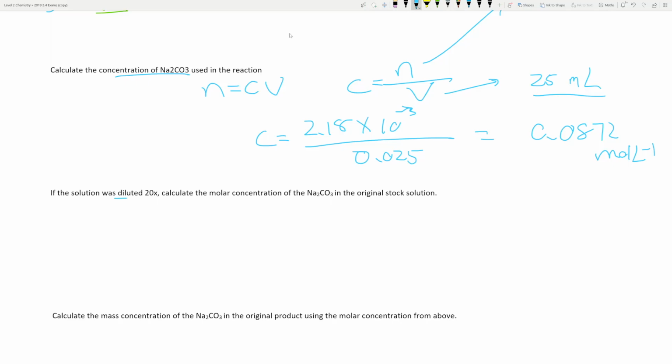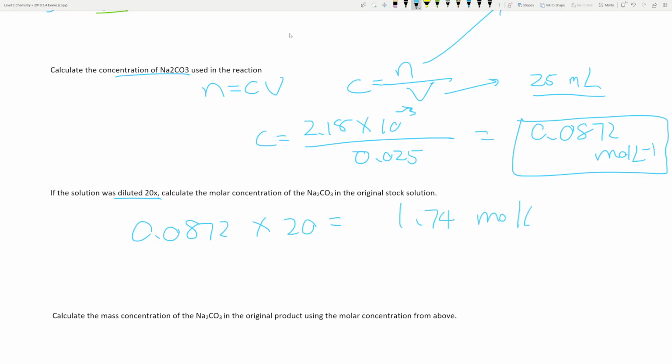Next one, if the solution is diluted 20 times, so that means this solution is 20 times diluted. So to find the original, you just use this number times 20 to give you the original, which is 1.7 moles per liter. Again, you do not actually do this calculation on paper. You use whatever this whole number is. It could be 8719 blah blah blah, whatever those numbers are. You use the entirety times by 20 to give you 1.74 moles per liter.